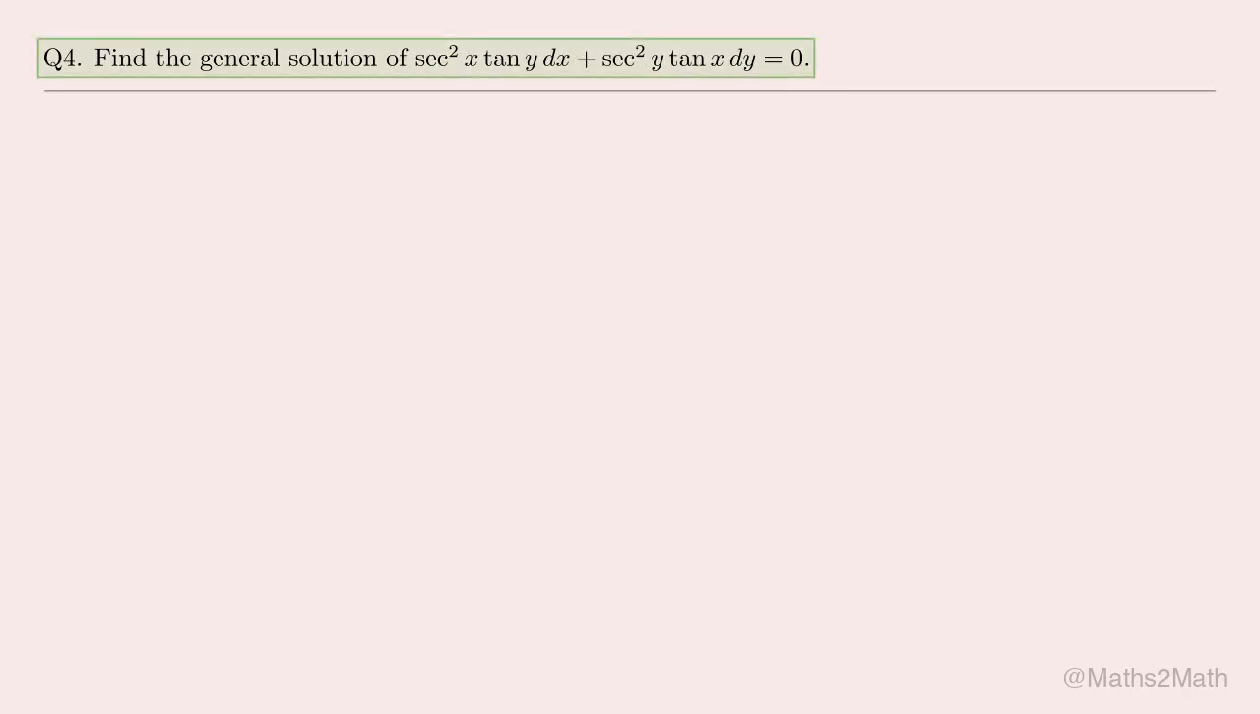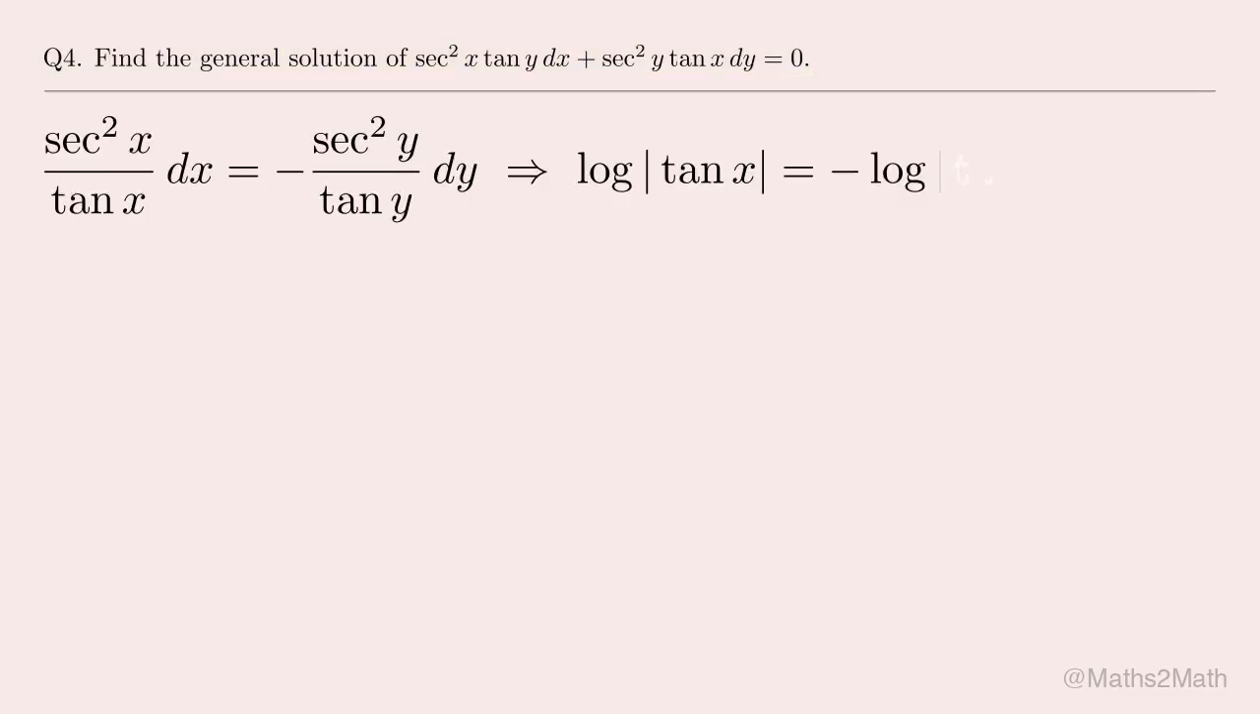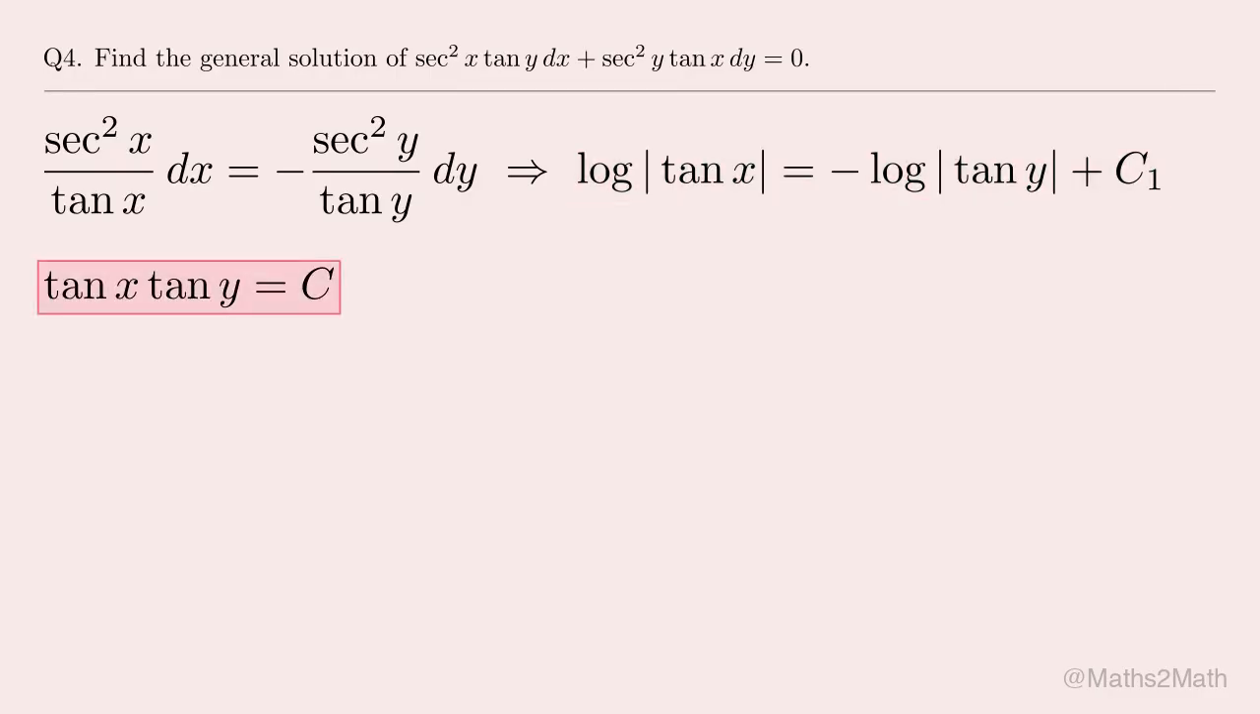Question 4. Symmetric in the two tangents, divide by their product. Each side becomes a log of a tangent. Divide by tangent x tangent y, and integrate each side. Combine the logs.